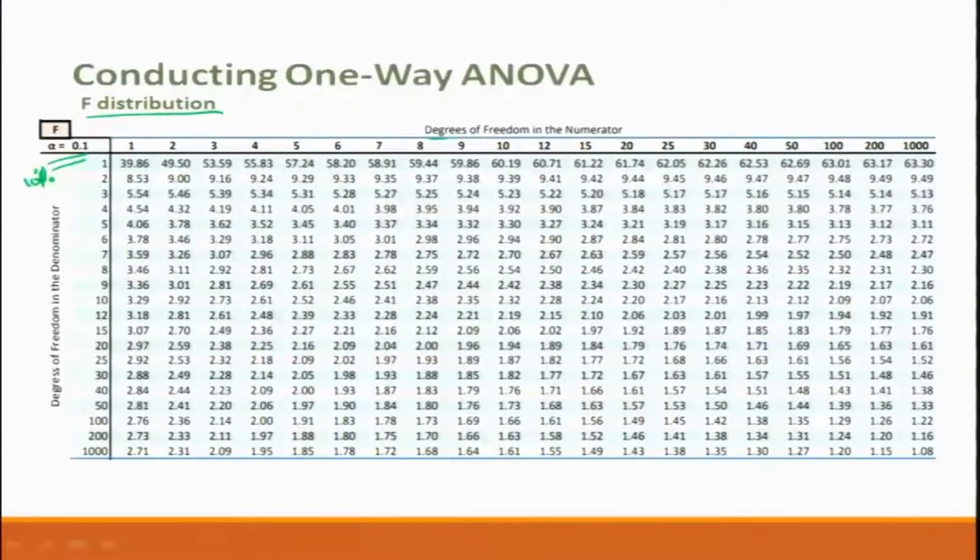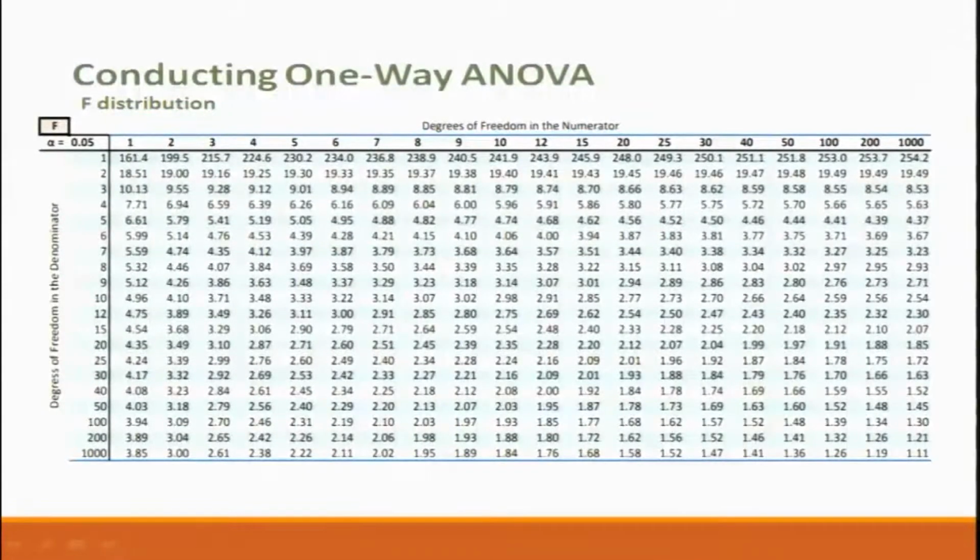In this case, we have degrees of freedom in the numerator in the columns, and degrees of freedom in the denominator in the rows. But this table is not for our test which we are conducting, because this is for a specific alpha value. The second table is for 0.05, which we have considered as the alpha value here.